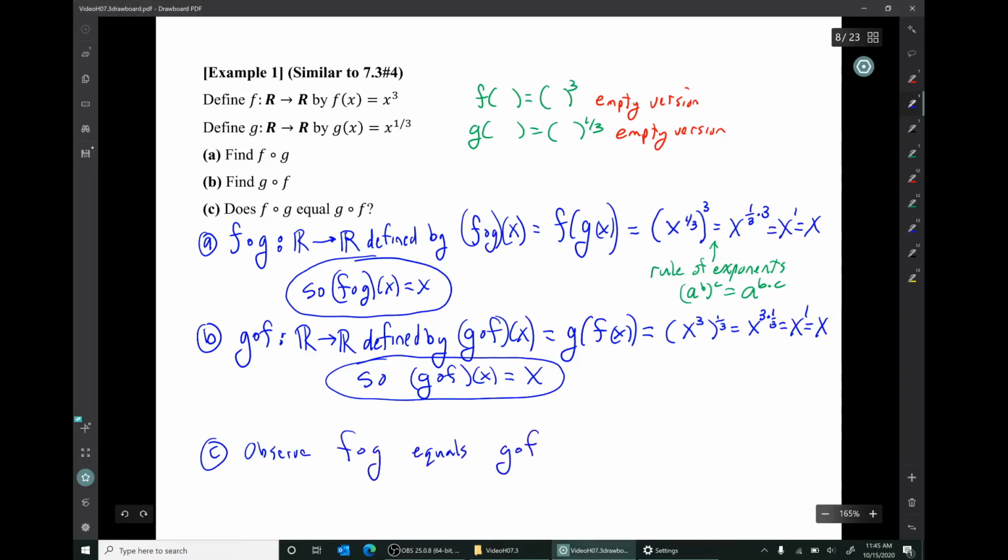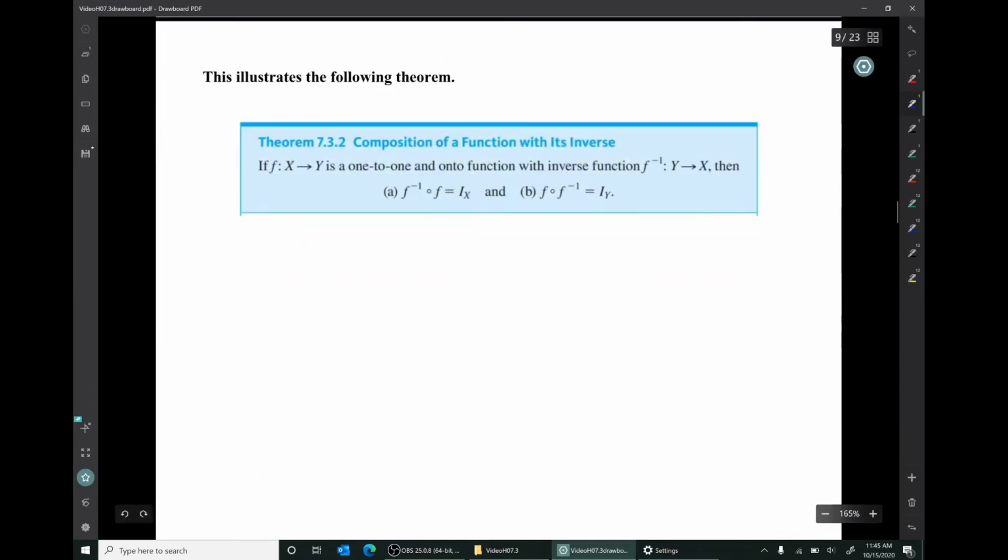Now remember what it means for two functions to be equal. They have to have the same domain, the same codomain, and they have to always produce the same output when they are fed the same input. So these two functions really are equal. So that's interesting, but what's also interesting about this is that it illustrates the following fact.